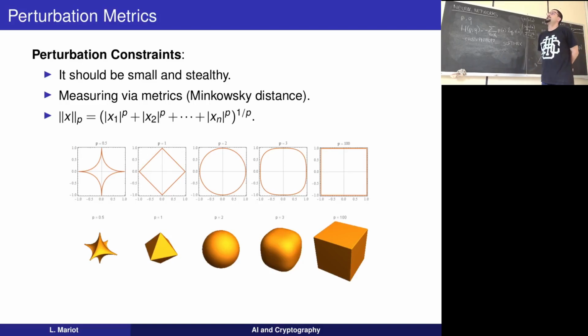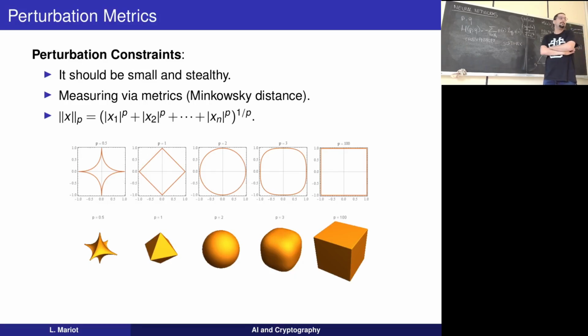Okay, so for adversarial examples, we also need to consider some constraints. Like we said, if we apply enough noise, we will always misclassify what the neural network is trying to accomplish. But the problem is that adversarial examples should be minimal, very small and stealthy, in particular invisible to the human eye.